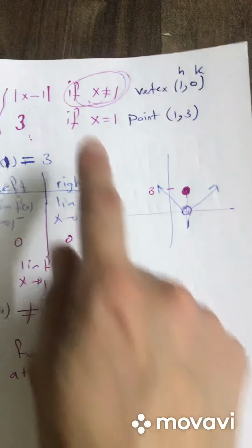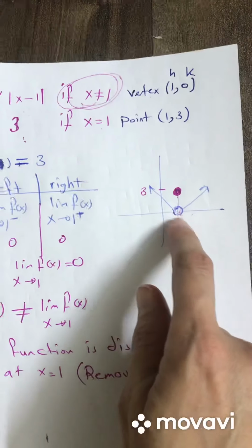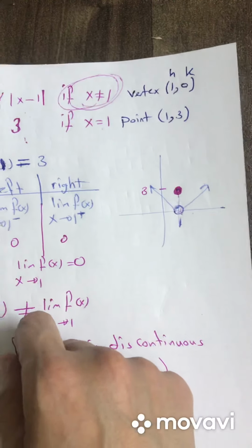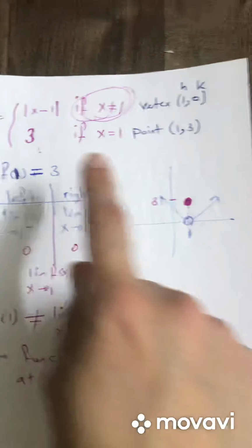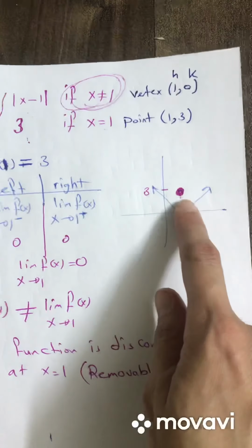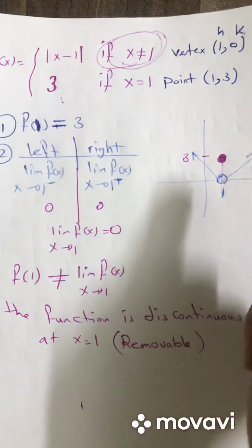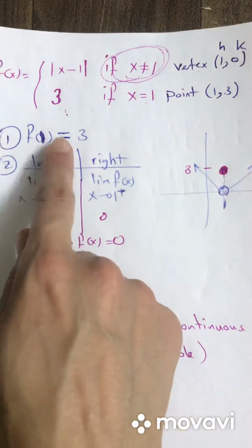Now, what did you notice? Because not equal, what happens over here when you plot the vertex? You will put an open dot. And what about the 1 and 3, which is given over here? You will put a solid dot. Now again, let us study the condition from the graph. F of 1, it's a 3. Perfect.